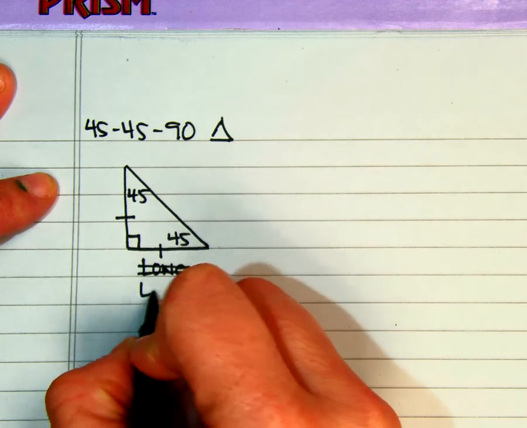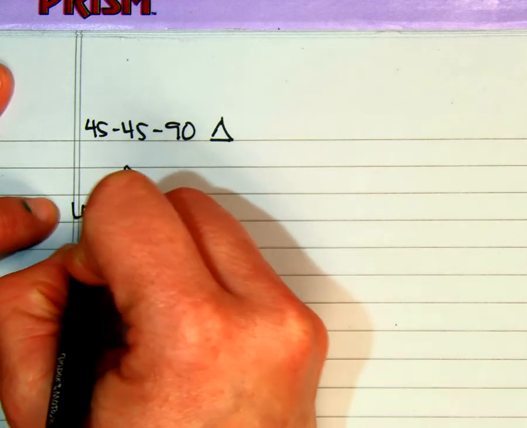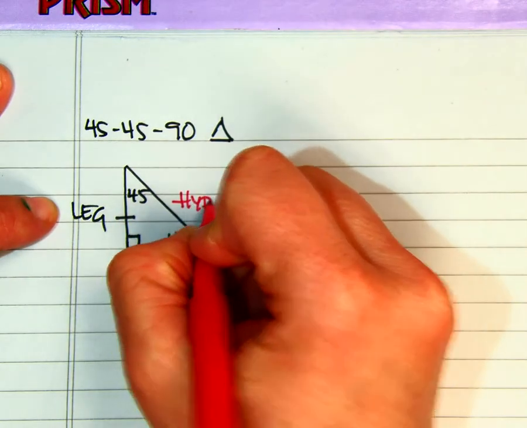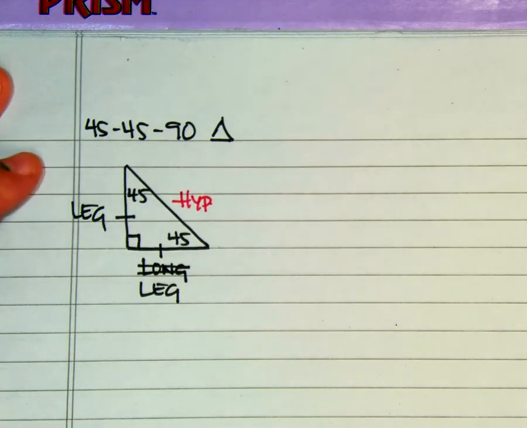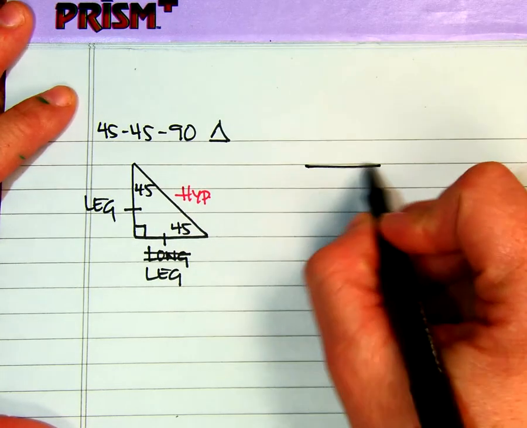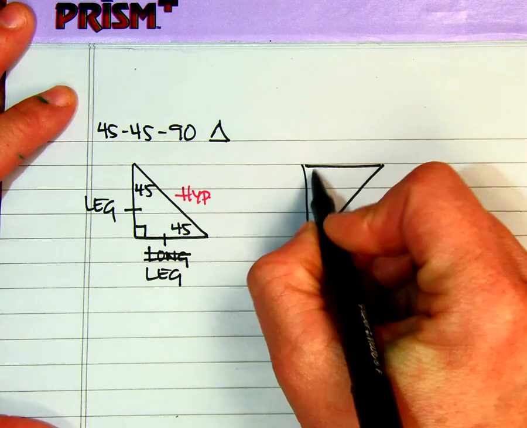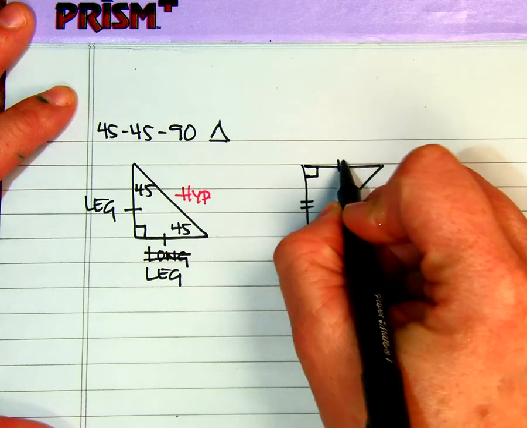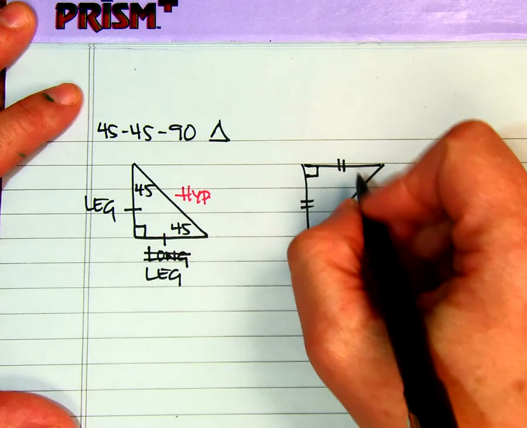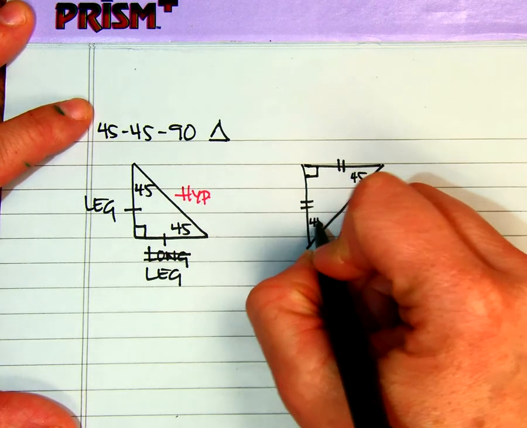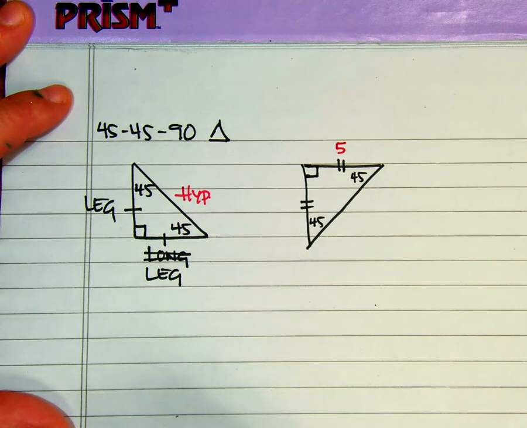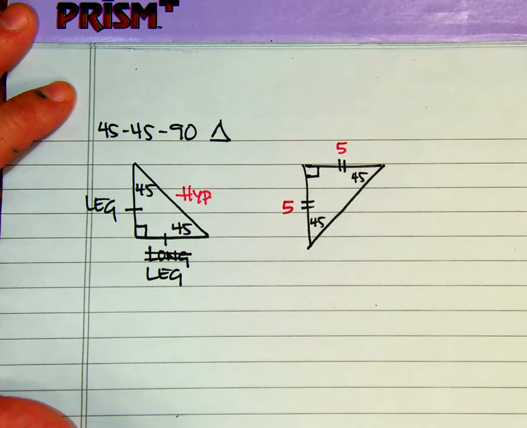Oopsie, not long. The leg. So this is the leg because they are the same, and then the hypotenuse is still the hypotenuse. Depending on your textbook or your worksheet, you might not be given the information directly, but you might be given those congruent tick marks. So you have to understand that if the legs are congruent, then the angles opposite are congruent. So if this leg is 5, then the other leg also has to be 5.